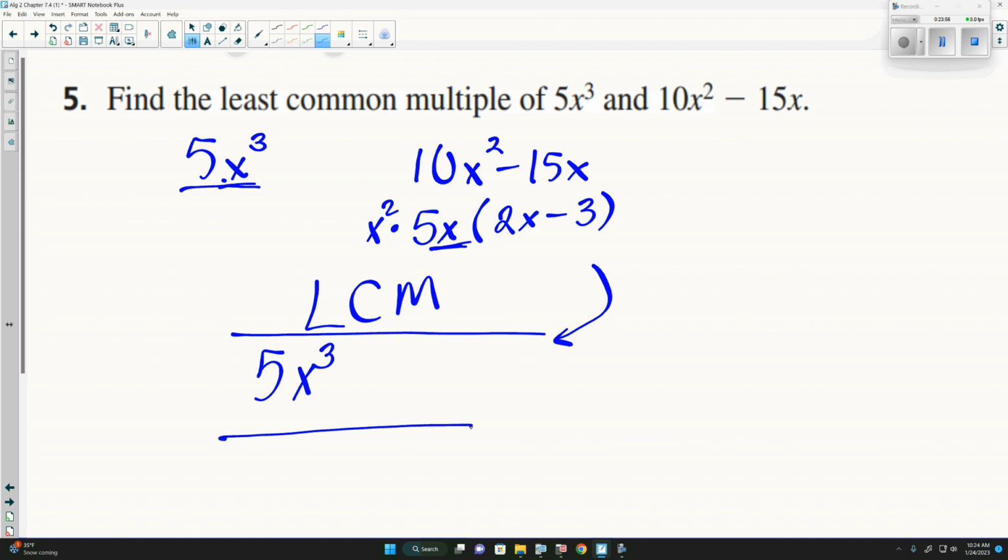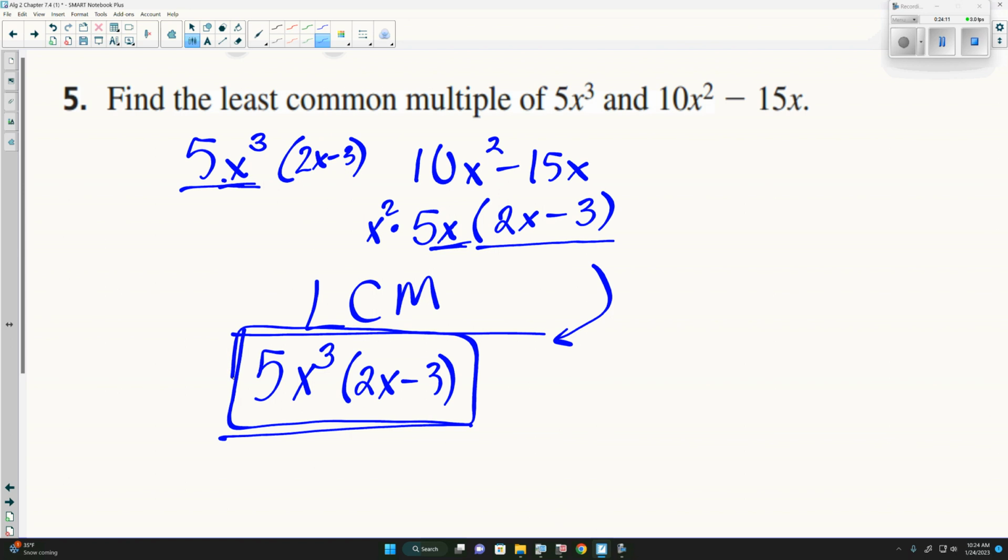Yeah, so here we would need x squared to get them to be the same. This one, what is it missing? So we'd have to multiply by 2x minus 3, which means when they're all the same, the least common multiple will be 5x cubed times 2x minus 3. Does that make more sense?